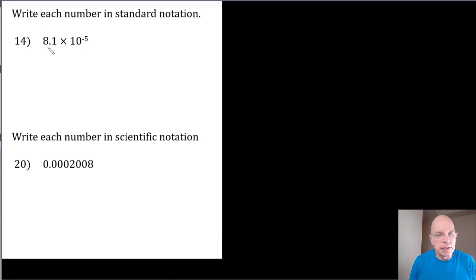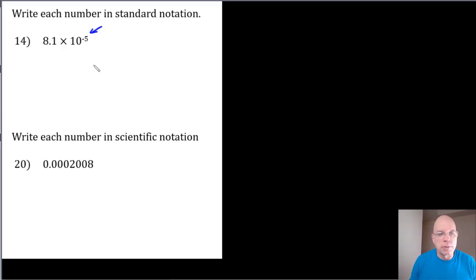Number 14 is 8 1/10 multiplied by 10 to the negative fifth power. The first thing we should notice is that since we're multiplying by 10 to the negative fifth, that's the same as multiplying by a tenth 5 times or dividing by 10 5 times. And so this will be a very small number when we're done.